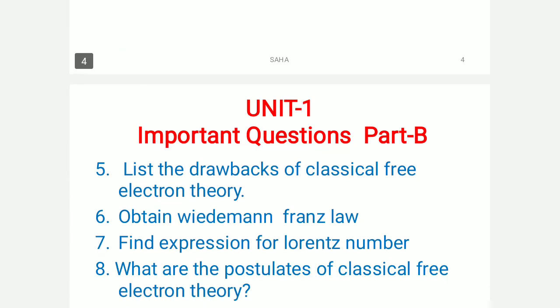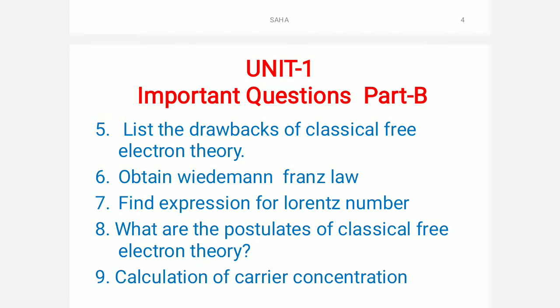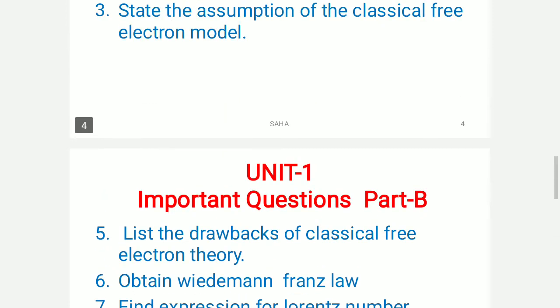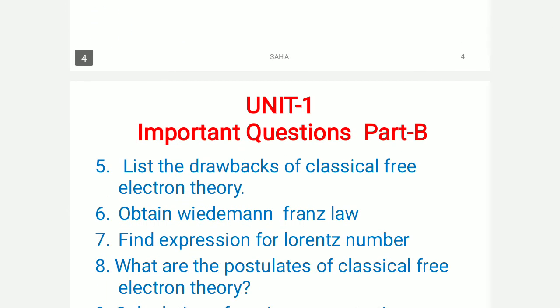Fifth question, list the drawbacks of classical free electron theory. Here we have to write only the drawbacks of the classical free electron theory. Sixth question, obtain the Wiedemann-Franz law. Obtaining the Wiedemann-Franz law means the same as question number 2, the derivation of the Wiedemann-Franz law.